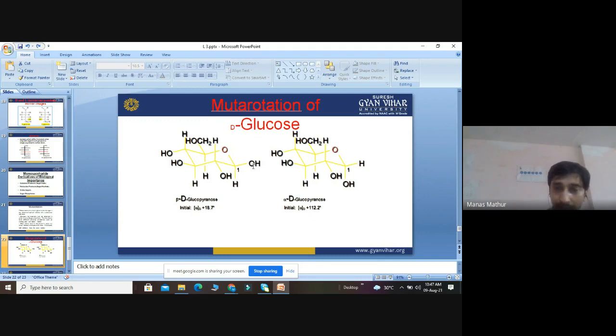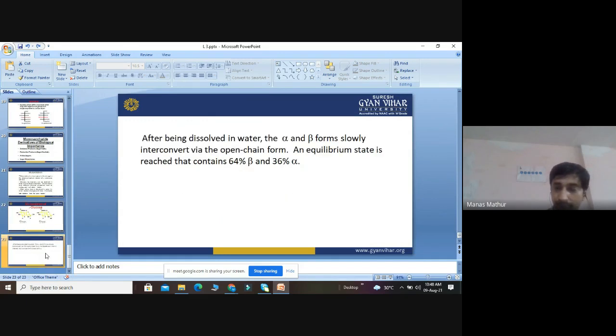And here it is rotated, come to this side. So this angle is around 18.7 degrees, and alpha glucopyranose will rotate around 102.2 degrees. Okay, so alpha D-glucopyranose will come to 102.2 degrees, and beta D-glucopyranose will come to 18.7 degrees. So this is called mutarotation. Finally, after being dissolved in water, both alpha and beta forms slowly change their position. Alpha will be around 36% and beta will be around 64%.